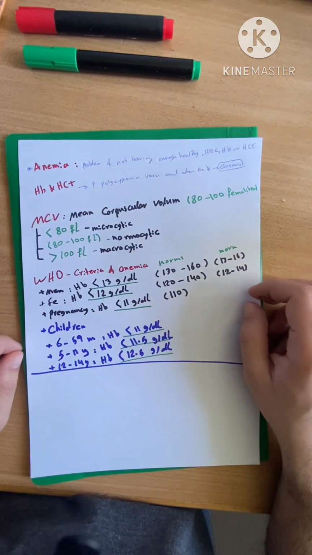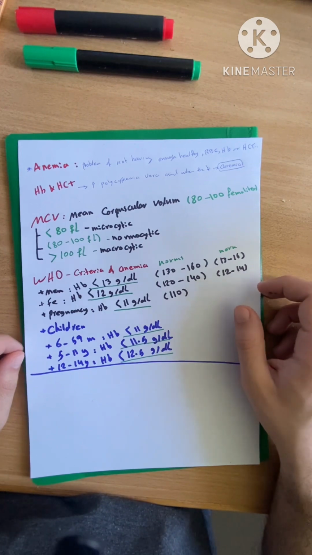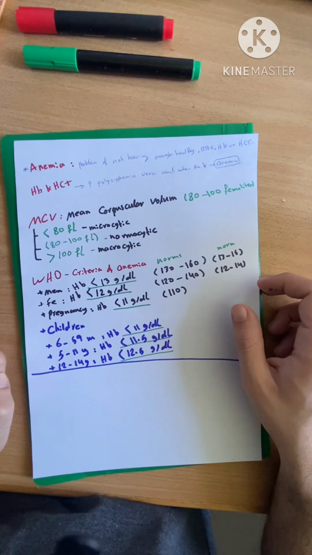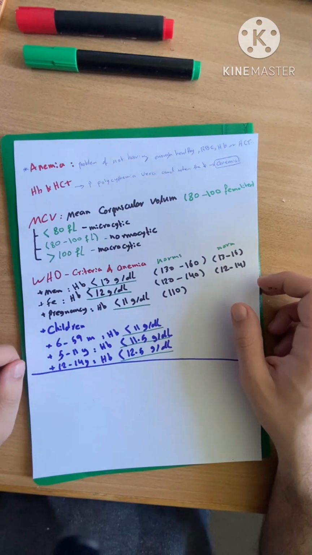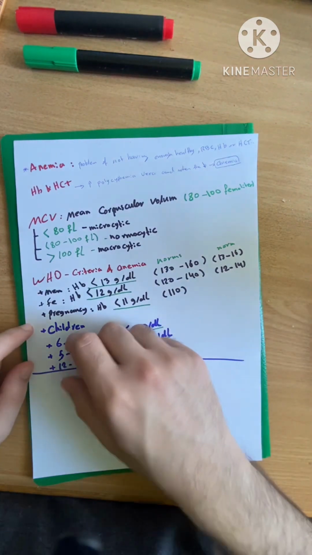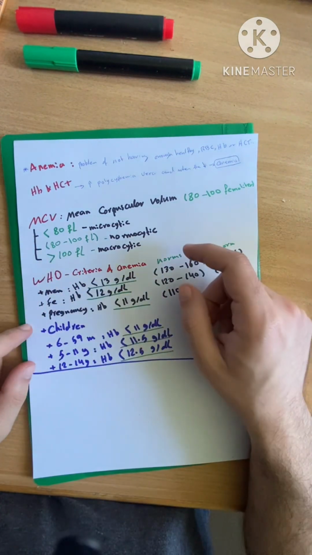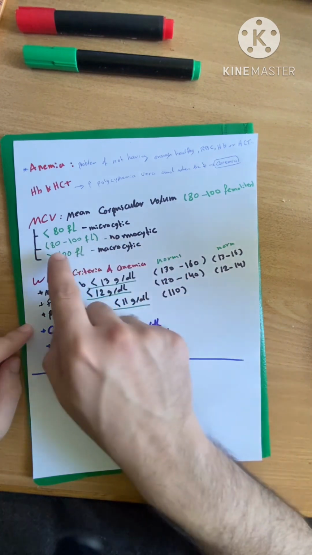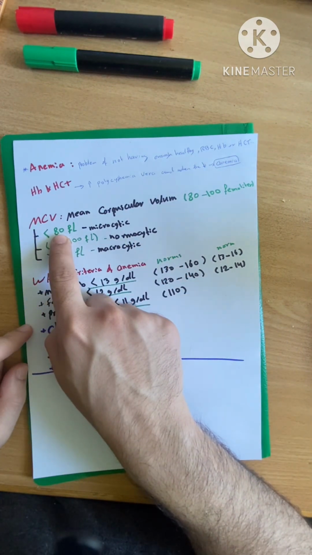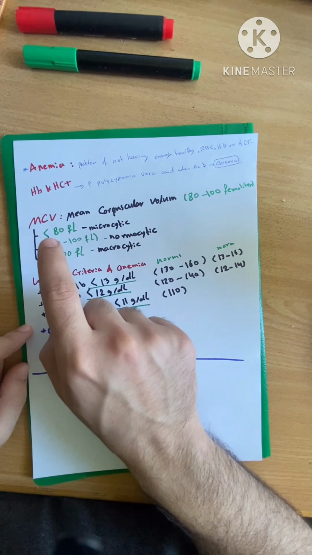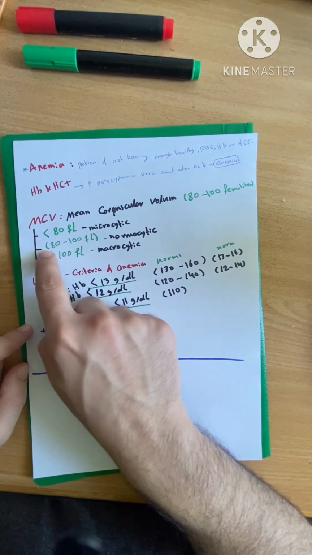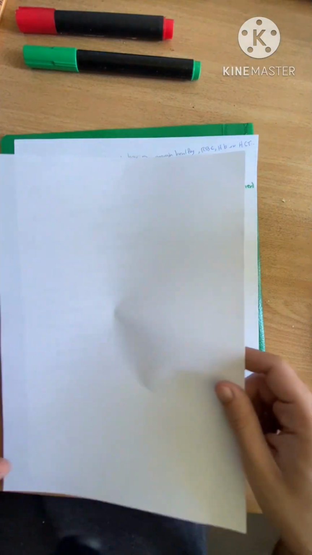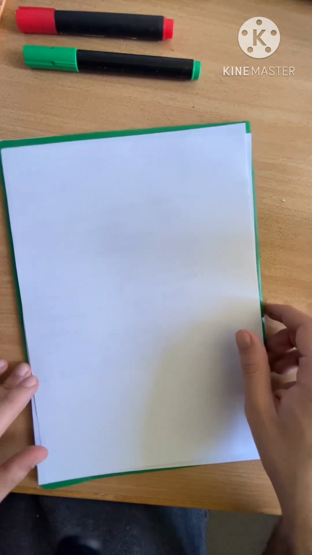So now I want to talk about types of anemia due to the level of MCV, when it decreased, when it increased, or when it's in the normal range. As we mentioned, you have three cases of MCV range: lower than 80, above 100, and the normal range. So let's begin.